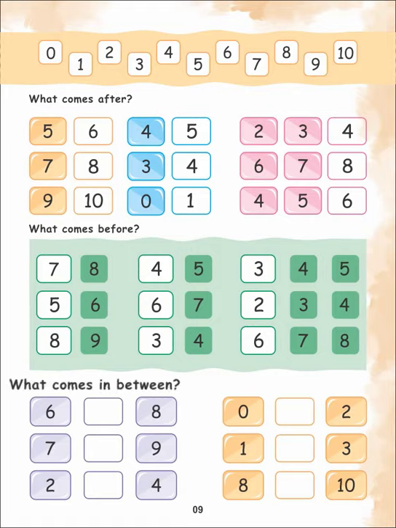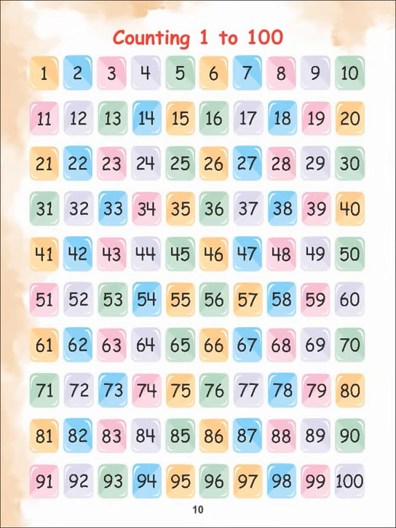What comes in between? 7. 8. 3. 1. 2. 9. Counting 1 to 100.